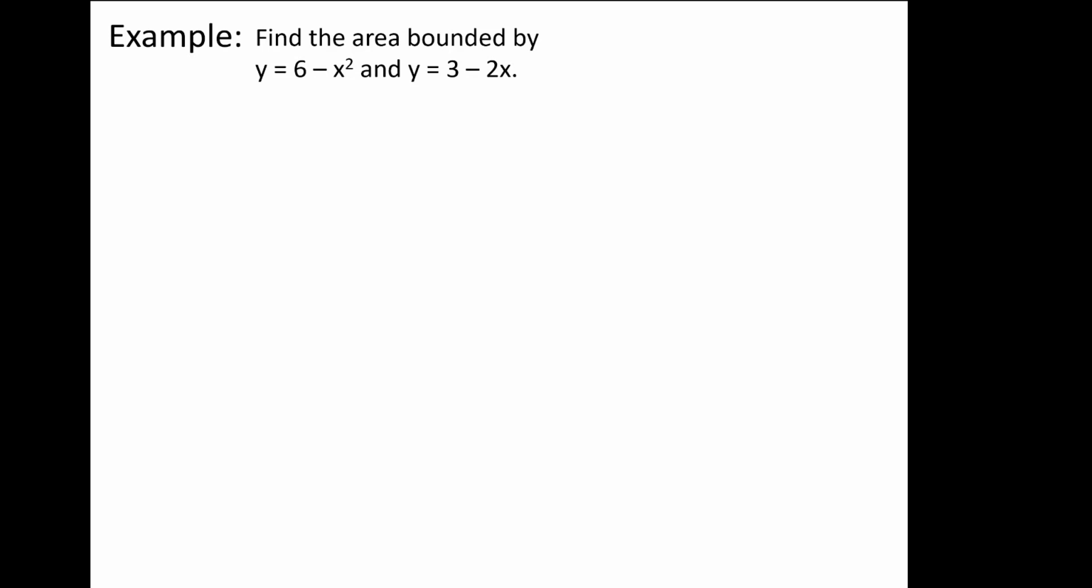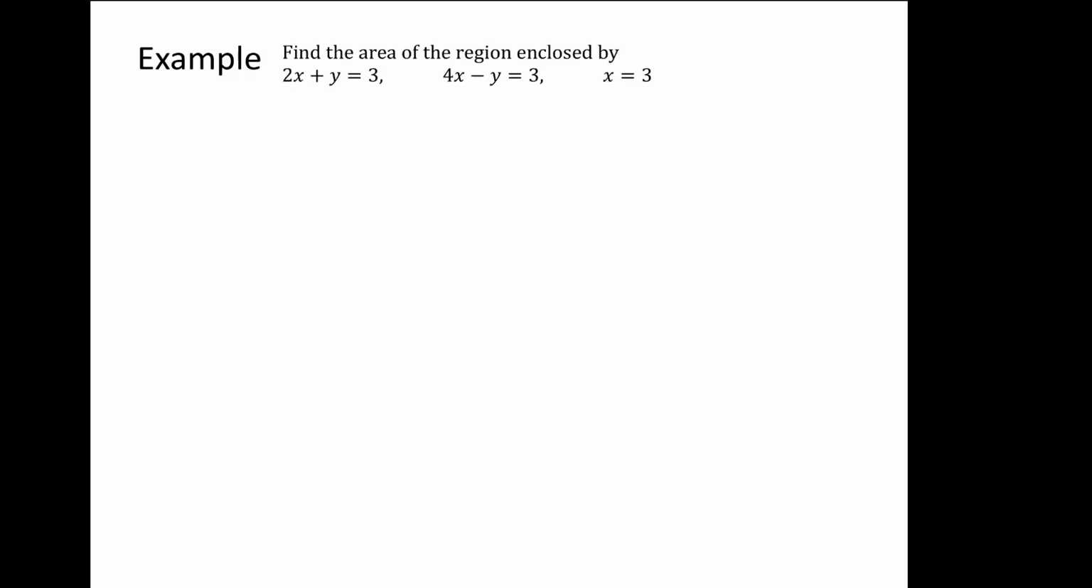Okay, so we'll do one more example and then I'll end the video and put the rest of the examples in a second video. In this example, we're asked to find the area of the region that's enclosed by 2x plus y is equal to 3, 4x minus y is equal to 3, and the line x is equal to 3. So my first step is make a sketch.